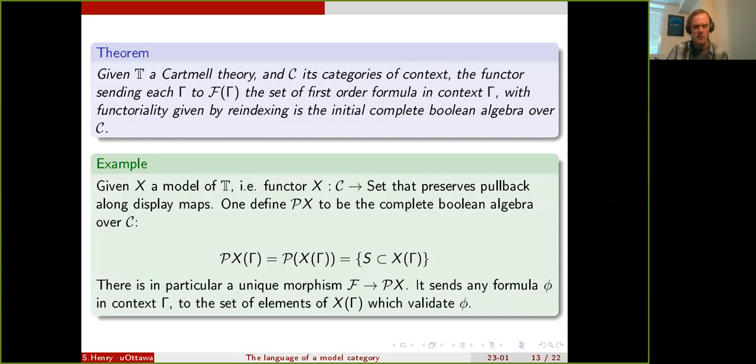If you're not familiar with Cartmell's framework, remember that X gamma is the set of ways to interpret the variables encoded by gamma in X. So if you have a formula in context gamma and an element of X gamma, it makes sense to ask whether the formula is true or false for this specific element. And that's what this canonical unique morphism from F to P of X gives you.